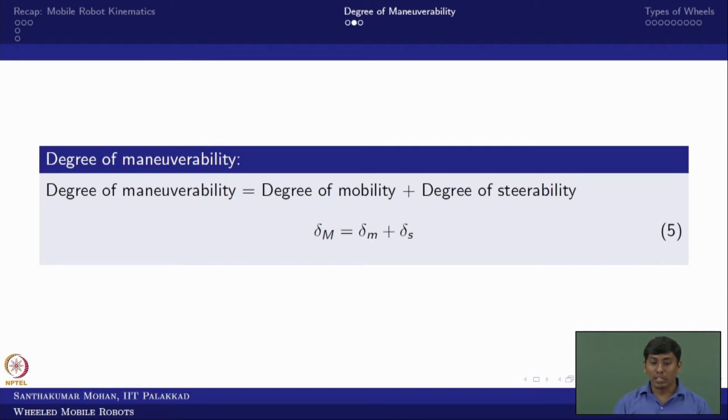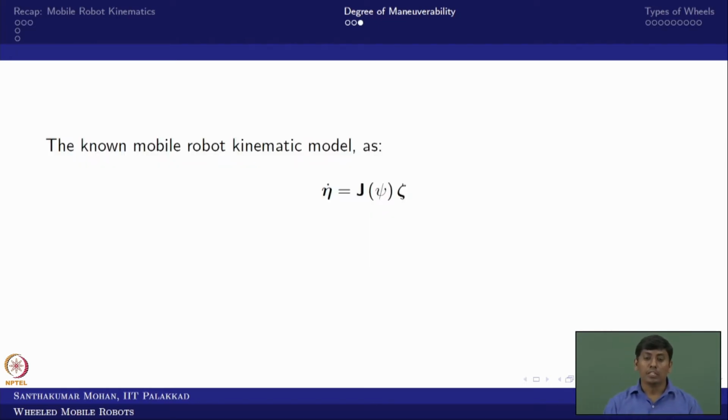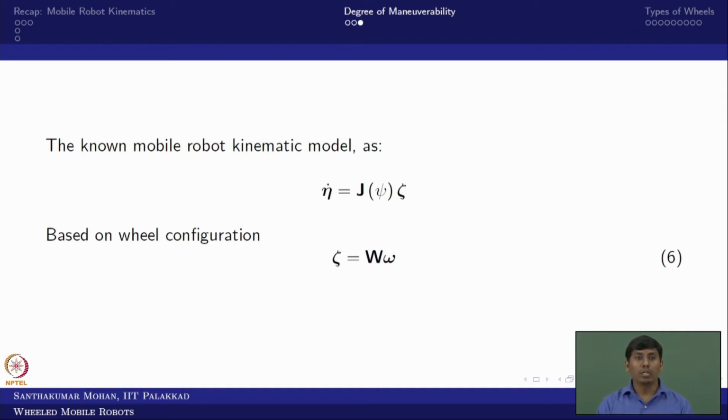Now this is the relation, and we will use it for more examples, but right now we will go a little forward. We know the mobile robot kinematic model, which is the differential kinematics, where eta dot can be written as J of psi into zeta. But as I said, zeta is the input velocity commands, and that depends on the angular velocities. So based on the wheel configuration, we bring out zeta as W into omega. The omega is the vector of angular velocity and W is the input configuration matrix.